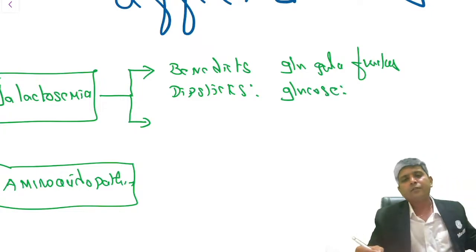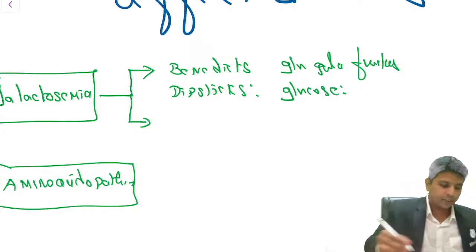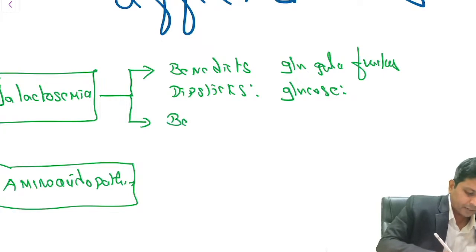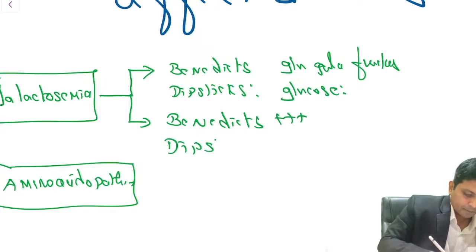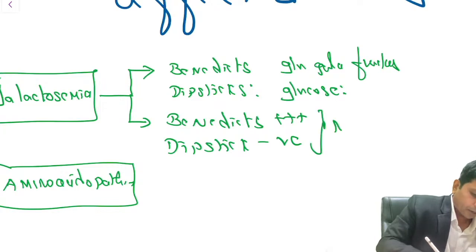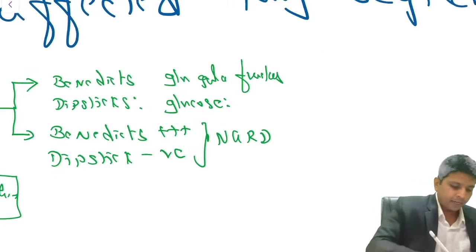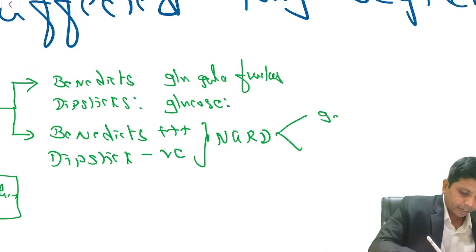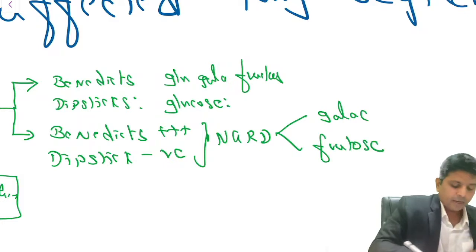So, when will you suspect non-glucose reducing substances? The answer is very, very simple. When Benedict's is positive but the dipstick is negative, then it is called non-glucose reducing substances. Either it can be galactose or it can be fructose.